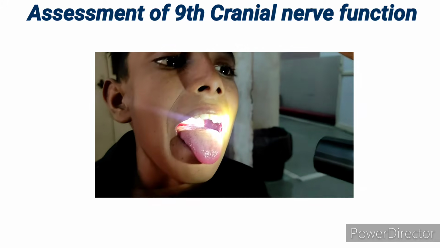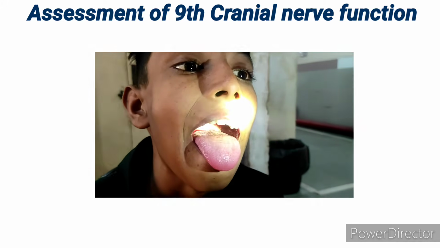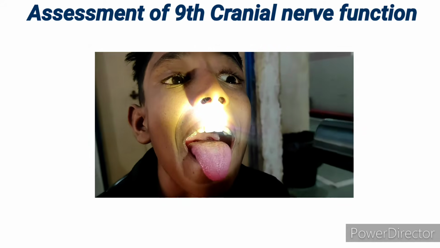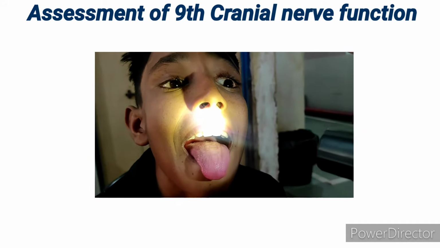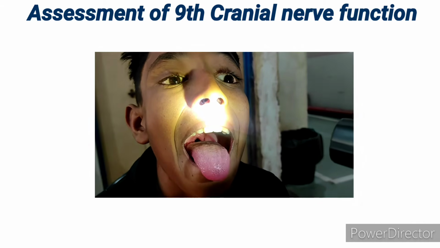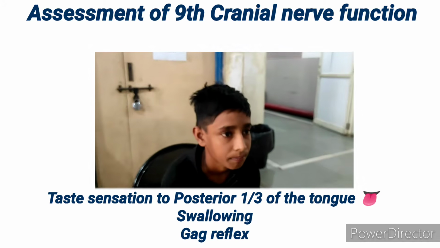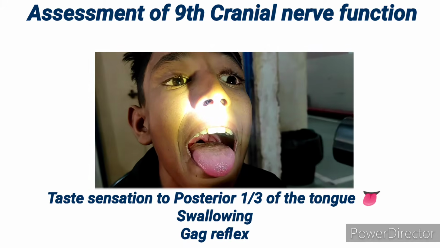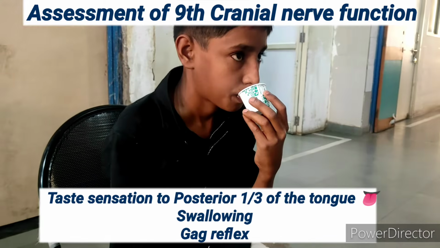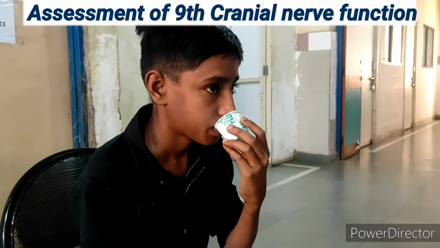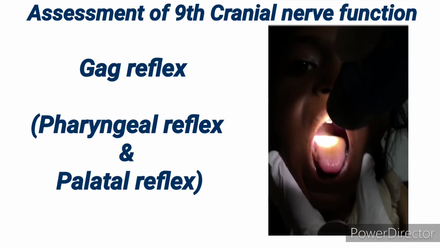As most of the functions of the 9th cranial nerve are shared by the 10th, the vagus nerve, in the exam we have to simultaneously assess both the 9th and 10th cranial nerves. For the 9th cranial nerve, we check the taste sensation over the posterior 1/3 of the tongue. Then we check whether swallowing difficulty is there or not. Then we will perform the gag reflex.